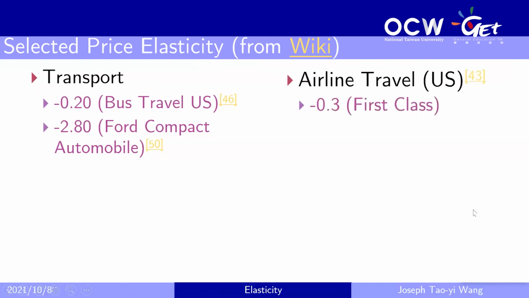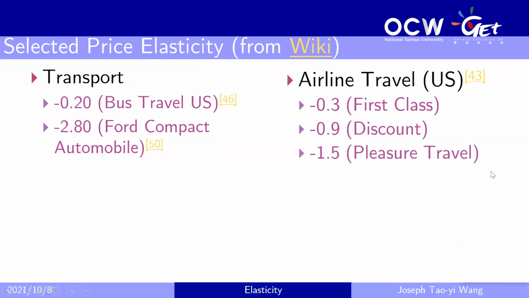Airline travel. First class, that's a luxury, but apparently nobody who travels first class cares about money. So 0.3. If I'm the crazy rich Asian who always travels first class, I don't care about the prices, so it's inelastic. Discount airfare, 0.9. So there you see a difference. Pleasure, for fun, for vacation, 1.5. So really sensitive to prices.